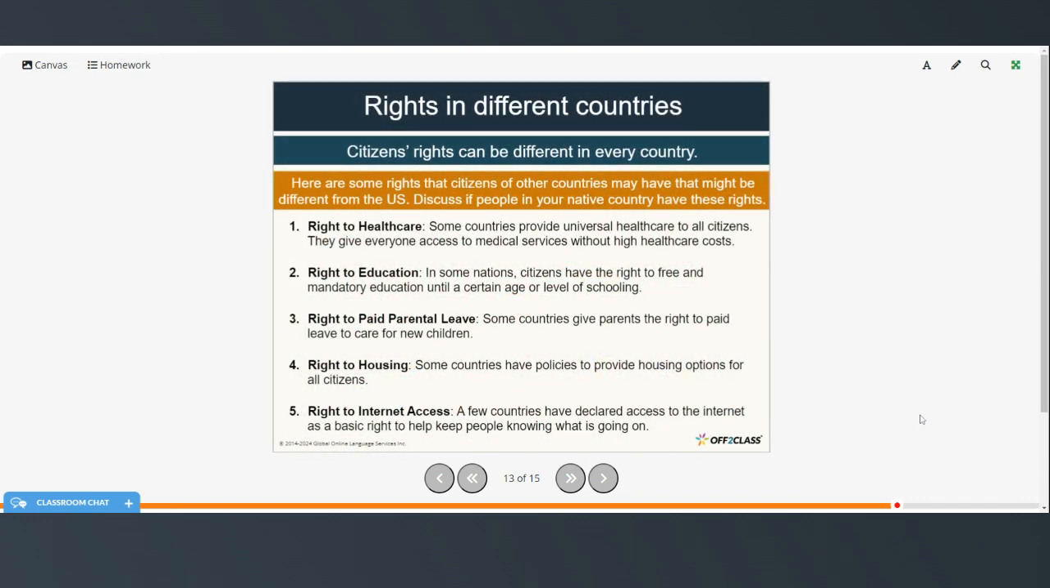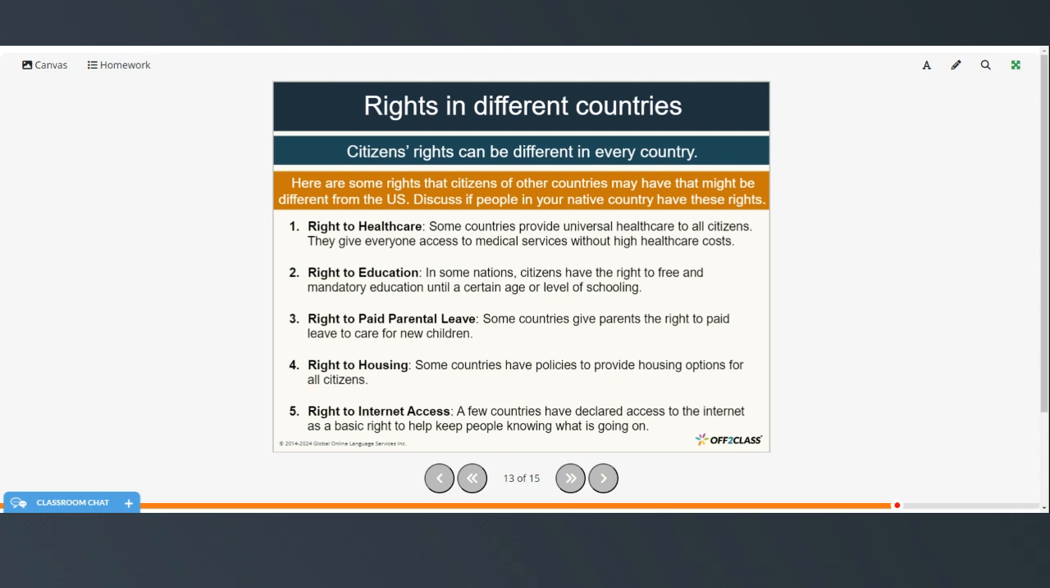All right, so some rights in different countries. So citizens' rights can be different in every country. Here are some rights that citizens of other countries may have that might be different from the US. And so think about whether people in your native country have these rights. So the right to health care. Some countries provide universal health care to all citizens. They give everyone access to medical services without high health care costs. So that is one right that we do not currently have in the United States.